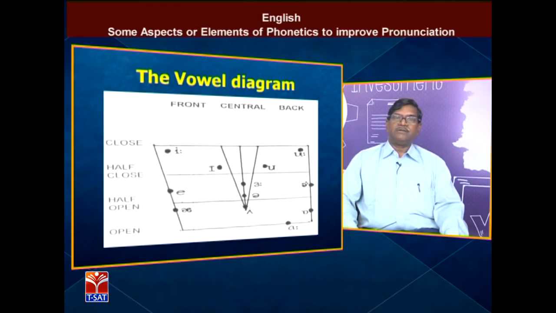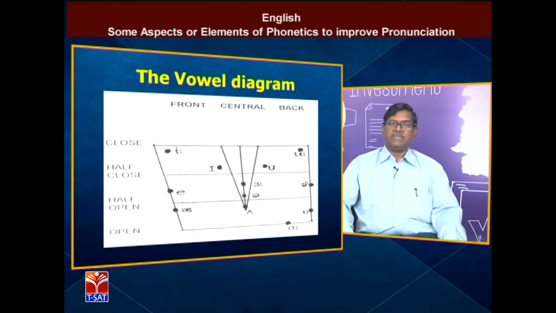See, look, the vowel diagram is like this. The tongue position, these are all tongue positions. Three positions are there: front, middle and back. E is a front close vowel. That means the cavity almost closes when we utter the sound E.